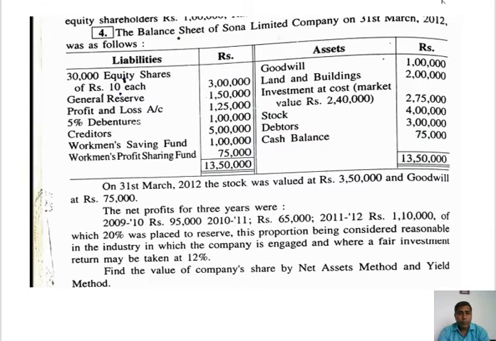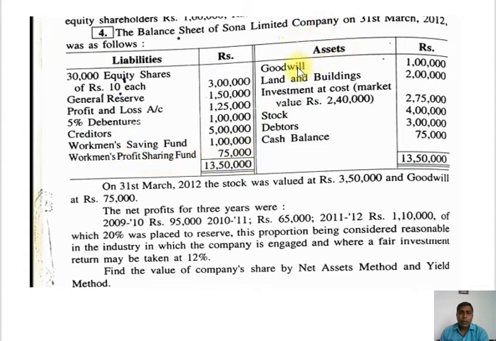Now, dear students, I read the information related to our example. The balance sheet of Sona Limited company on 31st March 2012 was as follows. On liability sides, 30,000 equity shares of rupees 10 each, 3 lakhs. General reserve 1,50,000. Profit and loss account 1,25,000. 5% debentures 1 lakh. Creditors 5 lakhs. Workmen's saving fund 1 lakh. Workmen's profit sharing fund 75,000.